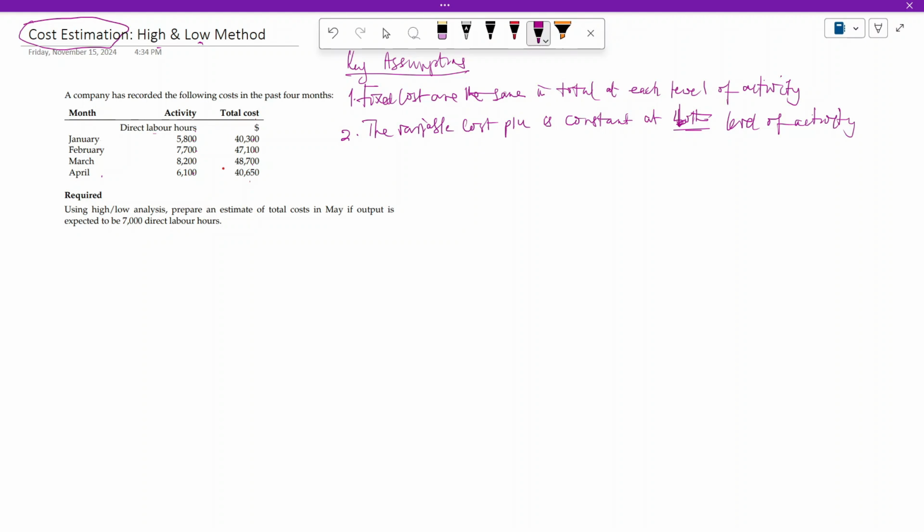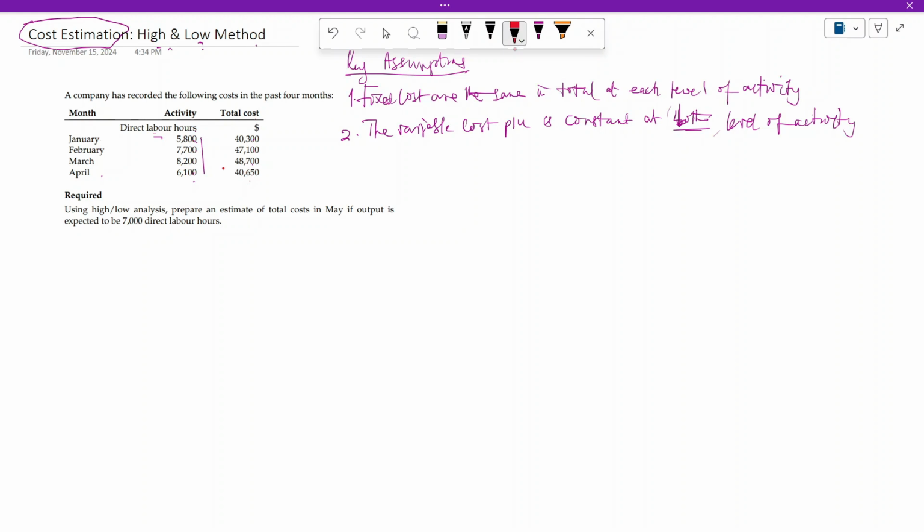Now, we are using the high and low method. The highest here is looking at what is the highest activity level, and what is the lowest activity level. Glancing through these numbers, that is what I refer to as both the highest and the lowest activity levels. Great. The high and low method is very simple and easy.